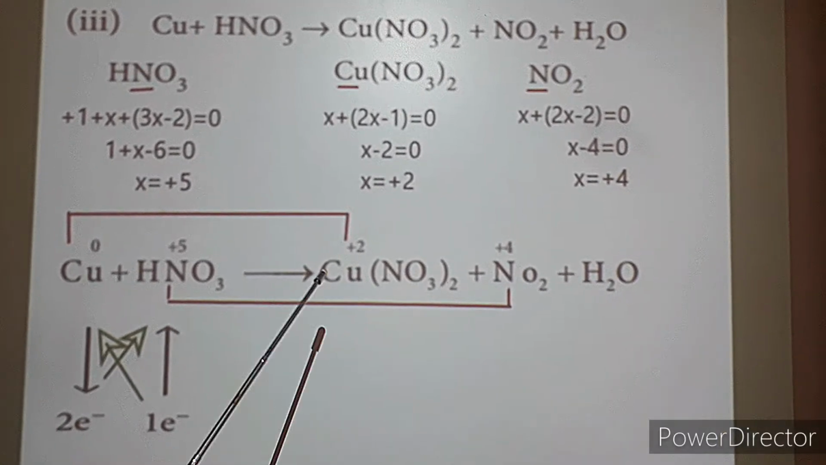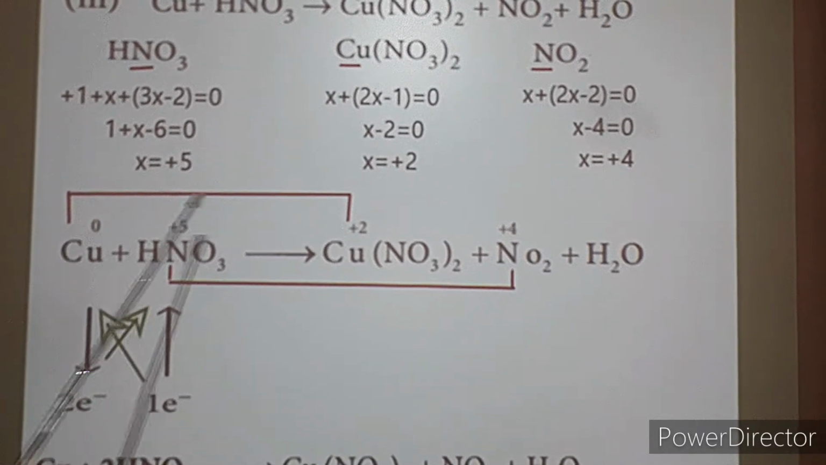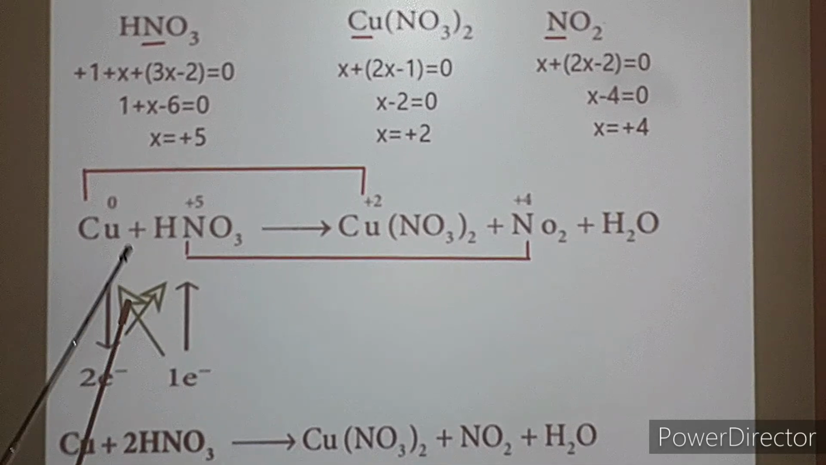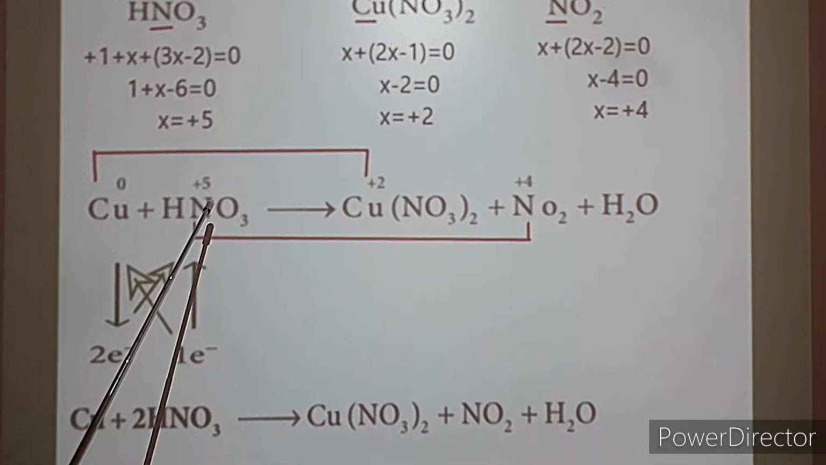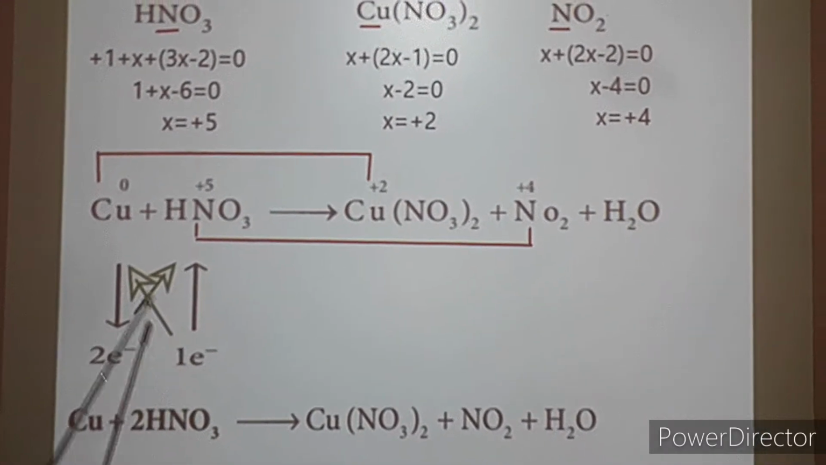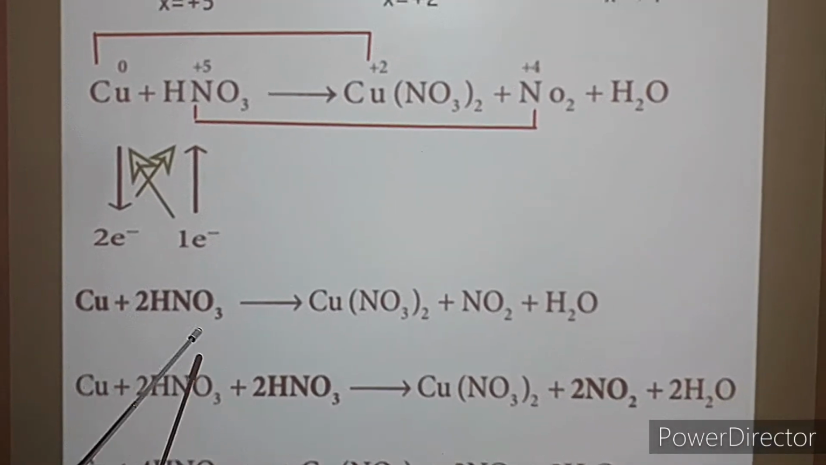After we put the oxidation numbers, see the copper, it is in element state, put 0 here. So 0 to plus 2 means that the number increases. Number increases means it lost electrons. How many electrons did it lose? 2 electrons. And plus 5 to plus 4 means it gained electrons. Only 1 electron is gained. Then the crisscross method we are going to apply, which gives 1 copper and 2 nitric acid.